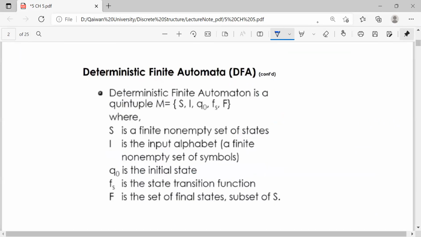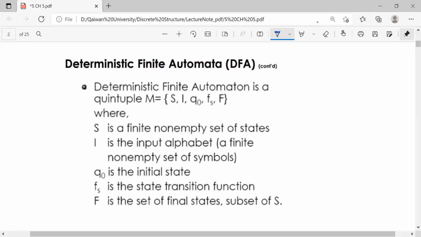Here in deterministic finite automata, we have these things. We say a deterministic finite automaton is a quintuple. Quintuple means five elements in a set. Now we say M equals (S, I, Q0, F_s, F). We have these symbols in M.